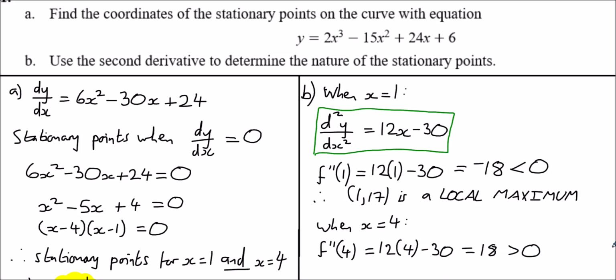And so because the second order derivative at the stationary point here yields a value greater than 0, that shows us that we must have a local minimum at this point. So therefore, the point 4, minus 10 has to be a local minimum.